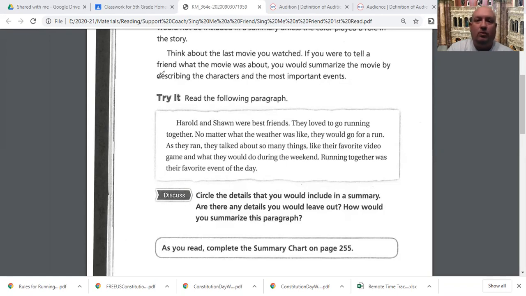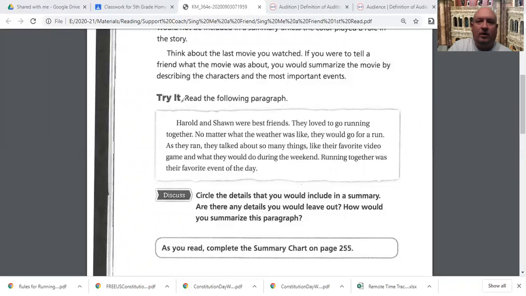Harold and Sean were best friends. They loved to go running together. No matter what the weather was like, they would go for a run. As they ran, they talked about so many things, like their favorite video games and what they would do during the weekend. Running together was their favorite event of the day.